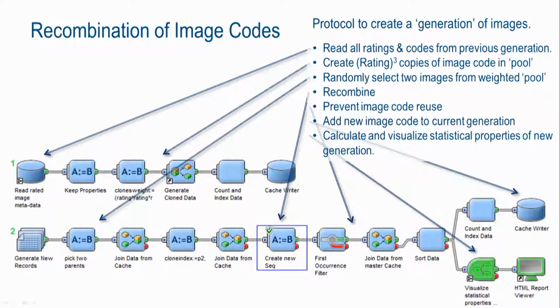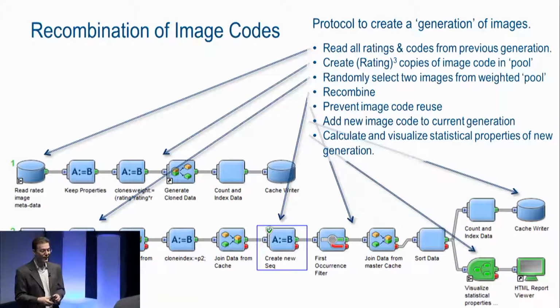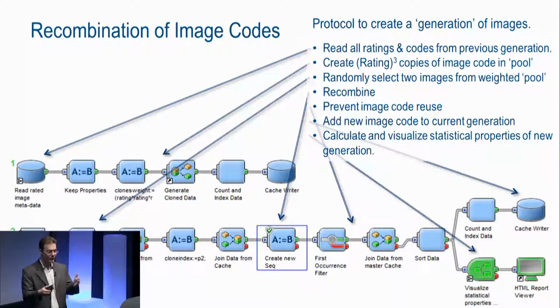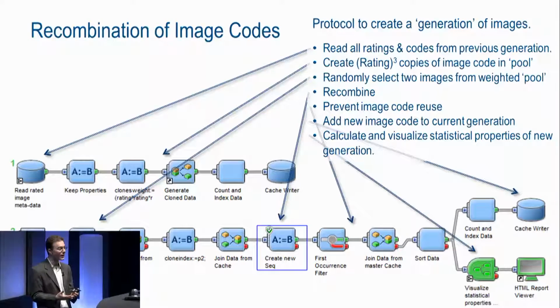And then in pipeline number 2 here, we generate however many records we want to create new images, and we pick 2 parents. Here's where we do some random operations, just to pick the parents from the pool, right? So they're weighted and we just pick one pair of images from the pool. We get the sequences for those 2 images in the 2 join operations, and then we put them together to make a new sequence. And I'll show a bit about how that's done in a second.